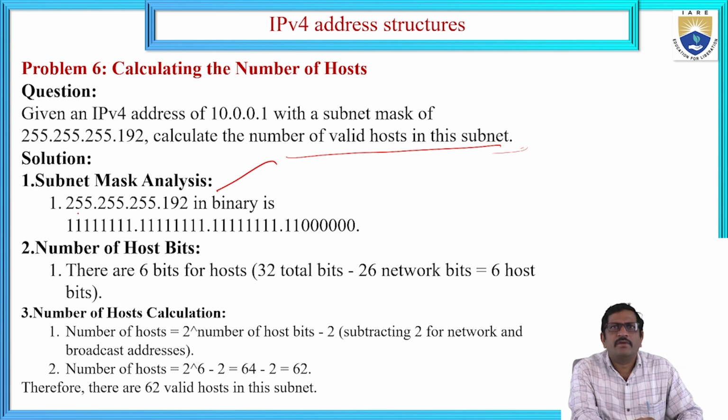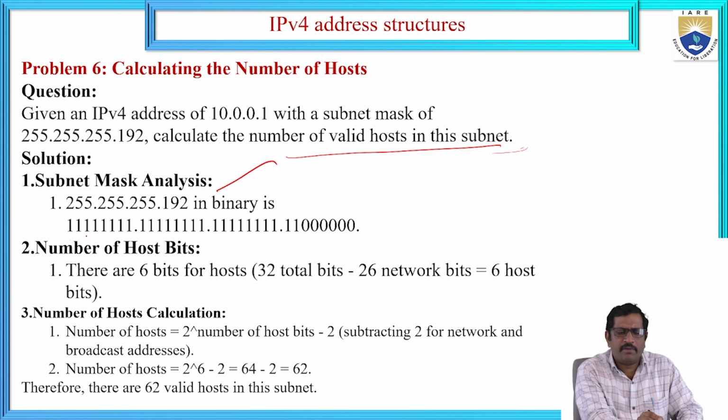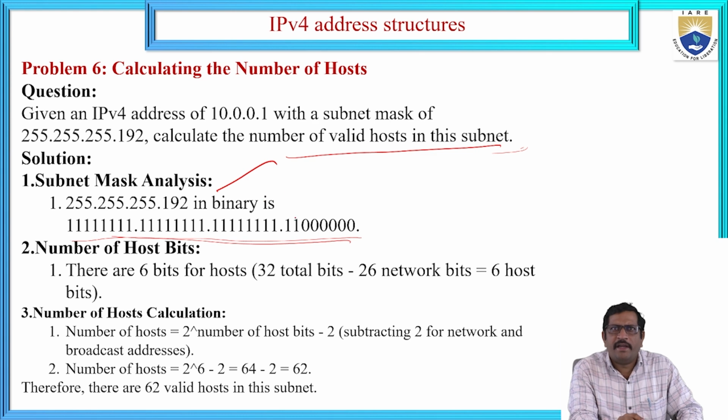Here, the equivalent binary form is 255.255.255.192. Now, by converting to the binary equivalent, we have to analyze the subnet mask and evaluate the number of host bits.